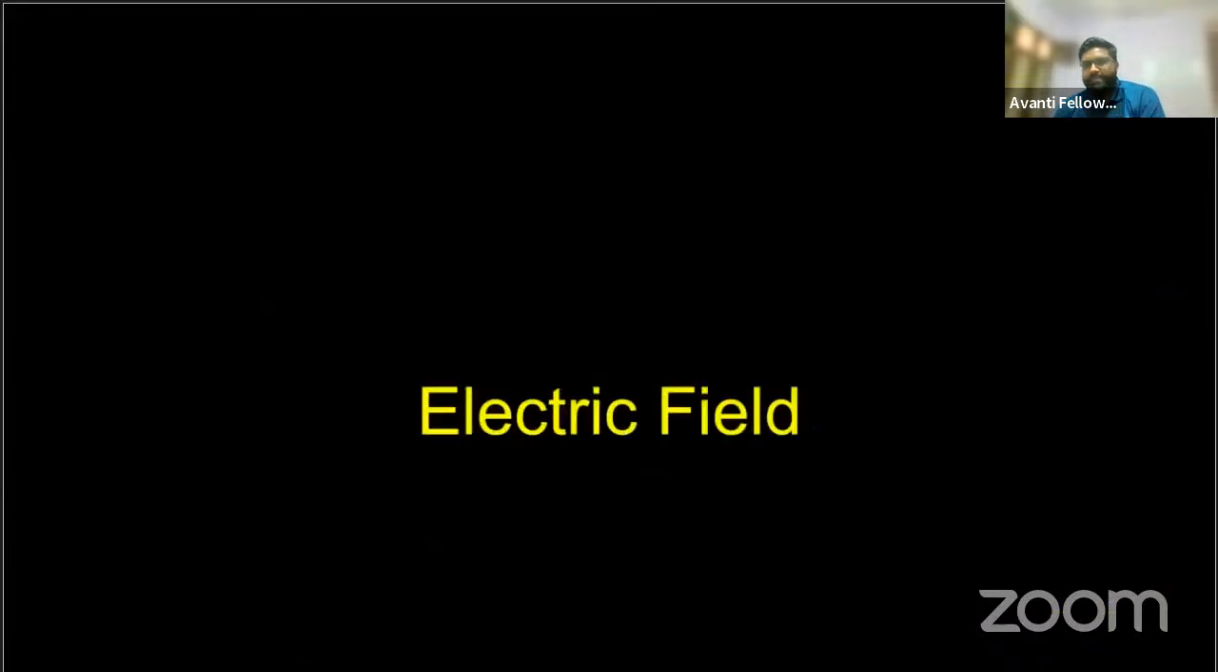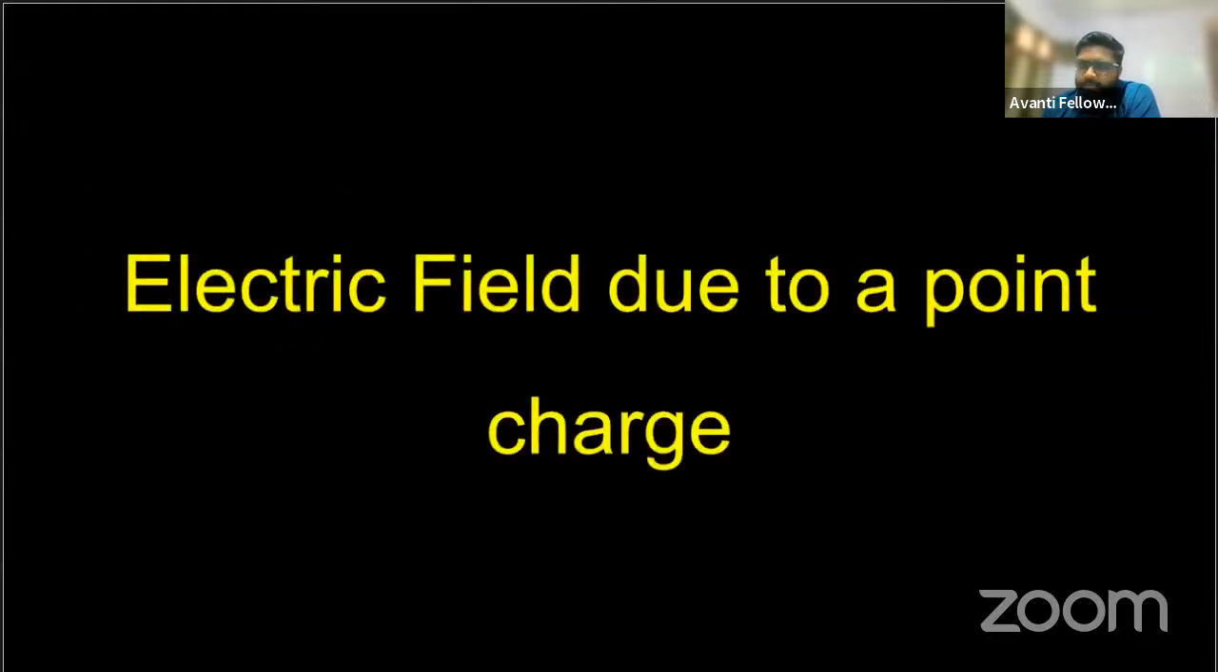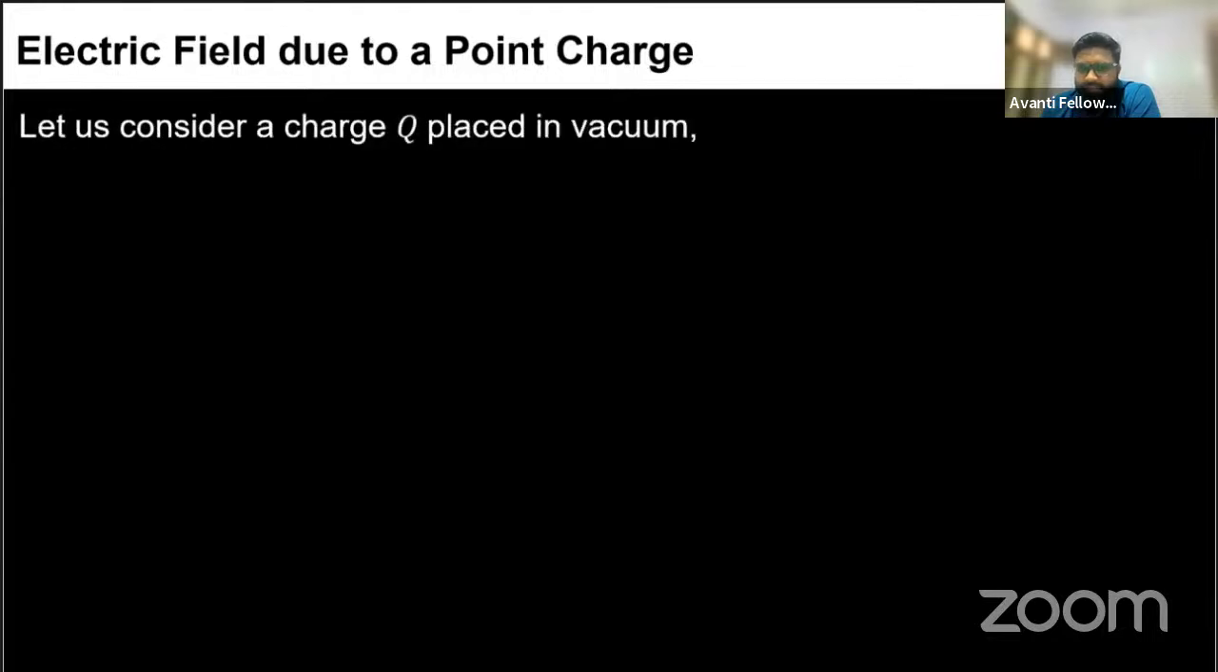Now, the topic that we are aiming at today is electric field. In electric field, what is the learning objective that we have decided today? It is the electric field due to a point charge, the electric field due to multiple charges, and the electric field due to lines. Now, electric field due to a point charge. So first of all, we have to learn what an electric field is. You studied it yesterday.